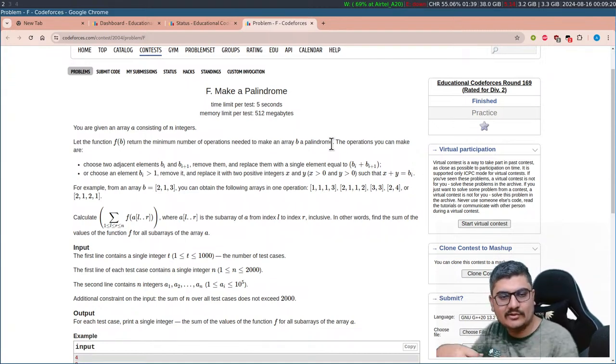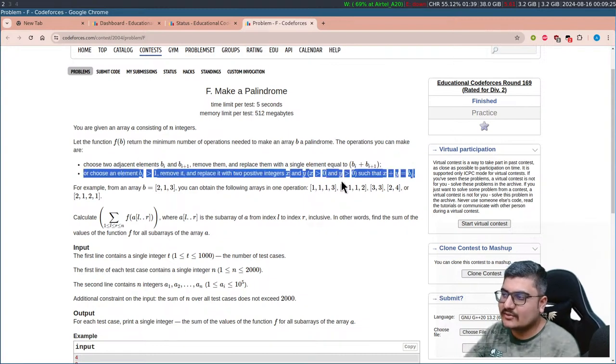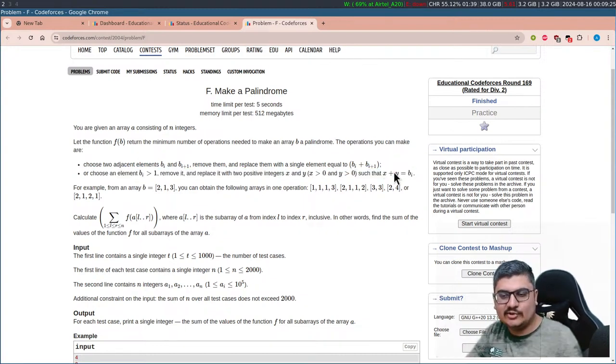Or the other way around, what you can do is choose one element and split it into two different elements such that the sum still remains the same. So for example, if you have 2, 1, 3, you can split 2 into 1 and 1. This would be the next array you can get. Or you can merge 2 and 1. In that case, this would be the next array you can get.